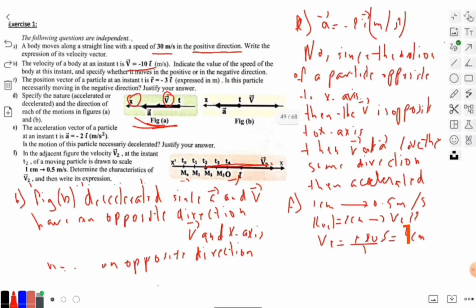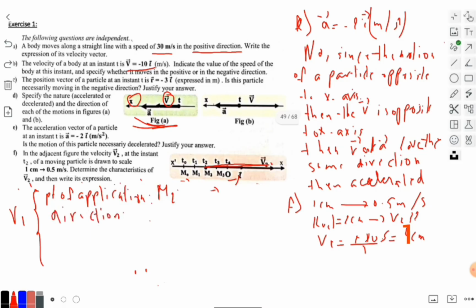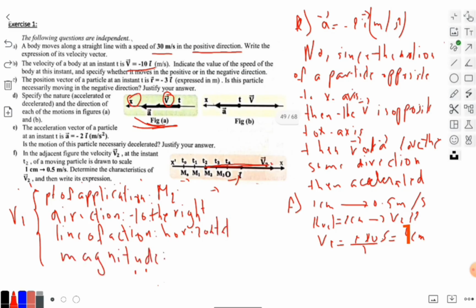So the characteristics are: the point of application, it's M2; direction, to the right, with the motion; line of action, it's horizontal, along x-axis; and magnitude, it's equal to 1 meter per second.